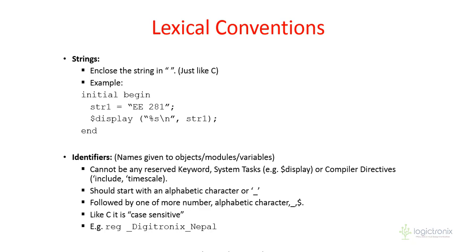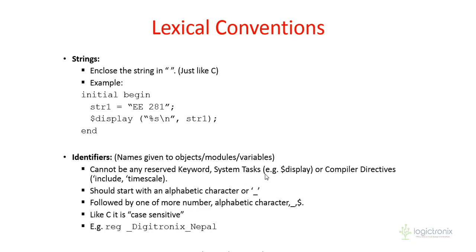So another thing is string. String is like the C language. We use inverted commas for representing the string. And identifiers means how we can define the variables, how we can create any new projects with names or anything, constants. So basically we can't use the reserved keywords, system tags, compiler directives.